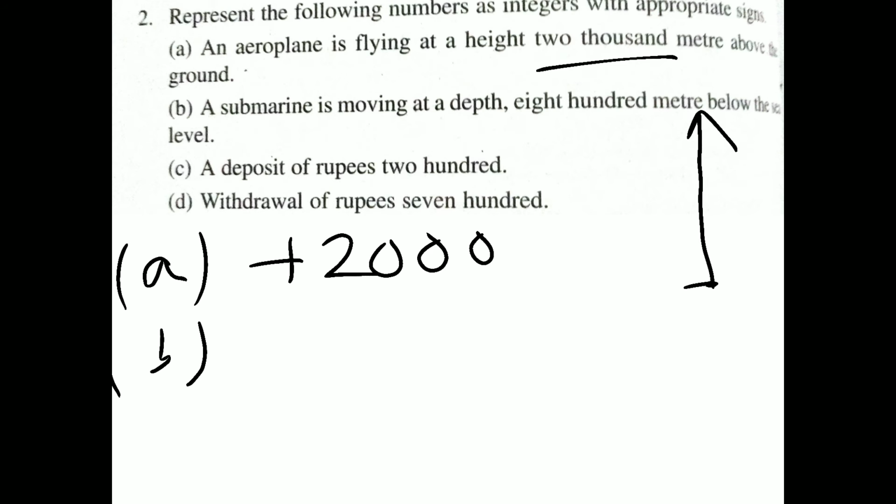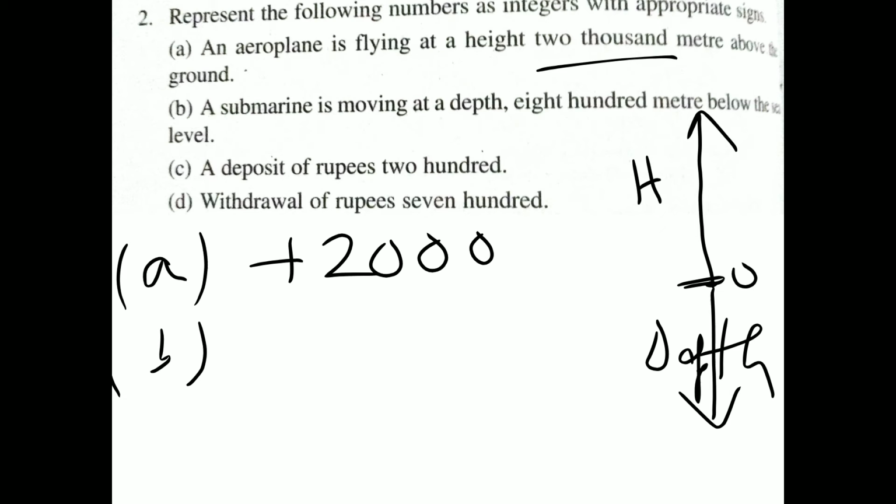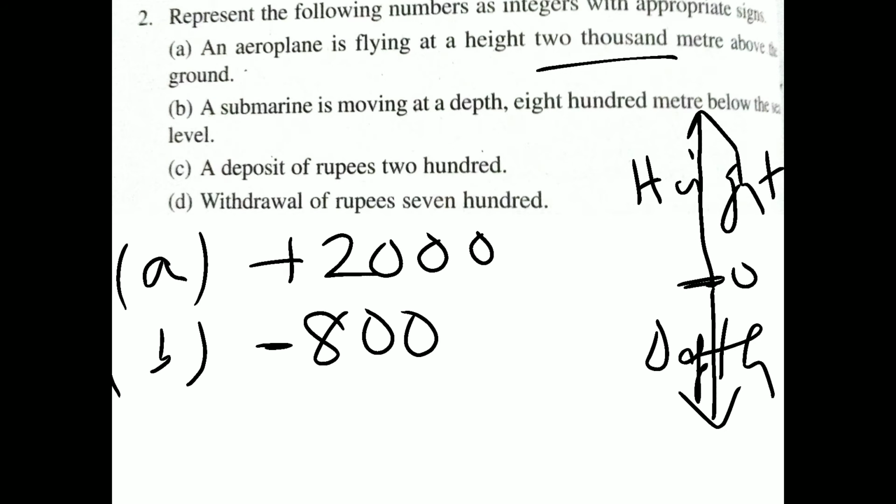Now see B part. Submarine is moving at a depth. Depth means going down. When you go inside we call it depth. So 0 is in the center. When you go up it is height and down is depth. So down you are going. So which sign will come? Minus. How much have you gone? 800 meter. Clear? Now C part.